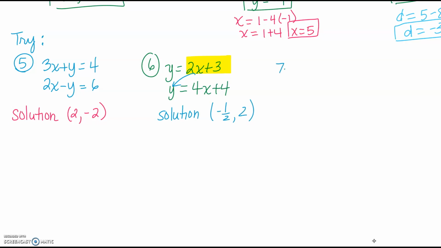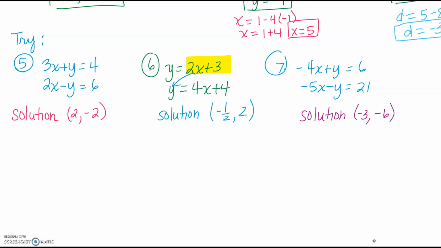All right, let's go to the last one I want you to try. Negative 4x plus y equals 6, and negative 5x minus y equals 21. Your solution is negative 3 for x and negative 6 for y.